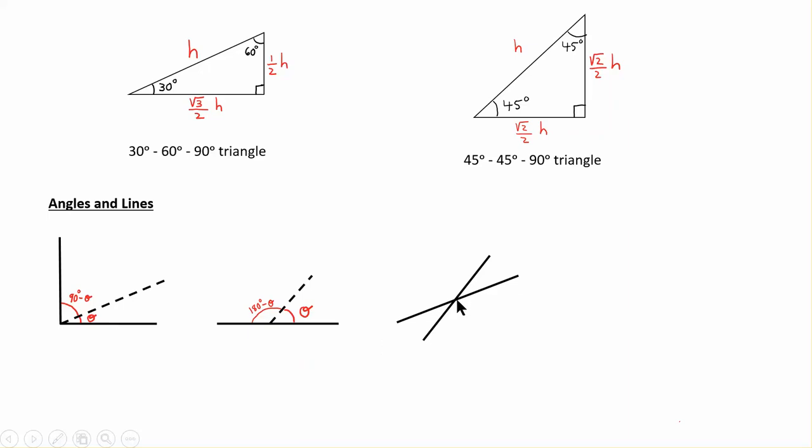Next, suppose I have two straight lines that are intersecting like this. If this is angle theta, then this angle here is also theta. And finally, suppose I have two parallel lines, and I draw a third line intersecting them as follows. Then if I look at this angle here and call it theta, then this angle here is also theta. This rule is known as alternate interior angles.